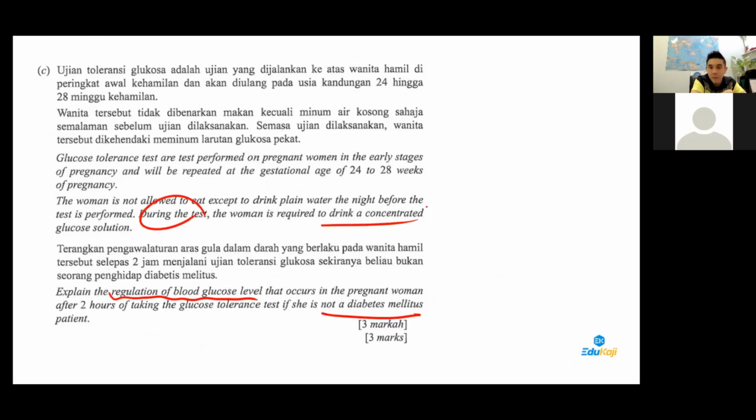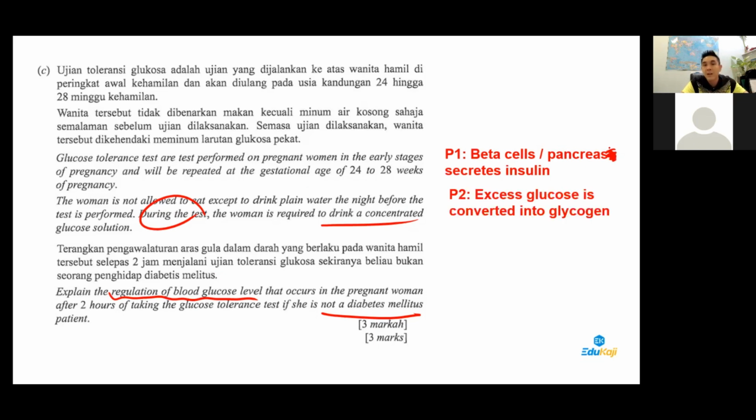test, she drinks this in order to stimulate the Langerhans cells, meaning pancreas, or beta cells, to secrete insulin, converting excess glucose to glycogen and storing it. Then glucose will go back to normal level. Woman not allowed to eat during the test. Woman required to drink concentrated glucose.